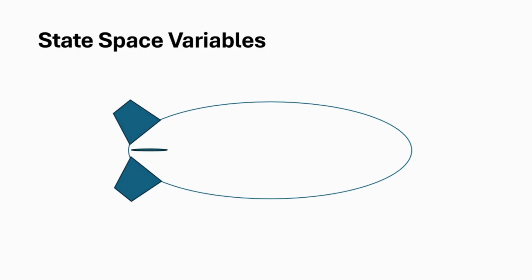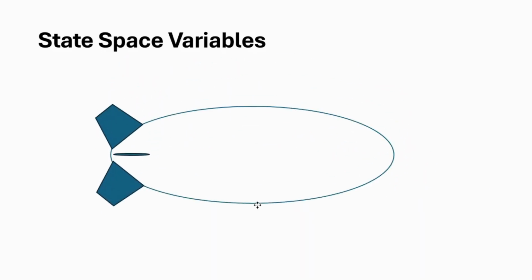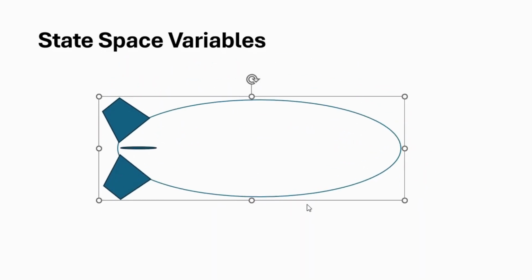So state space variables are very important for our application, because all the state space variables will change as the vehicle moves in different directions, as well as changes orientation. So let us understand the state space variables first. What are these? Basically, if you have an airship or a vehicle which can move in forward, upward, or right and left directions, then it requires velocity components in x, y and z directions.